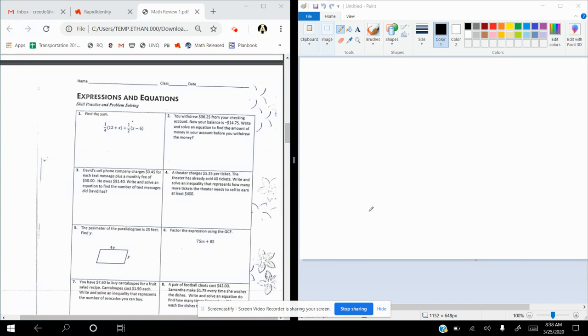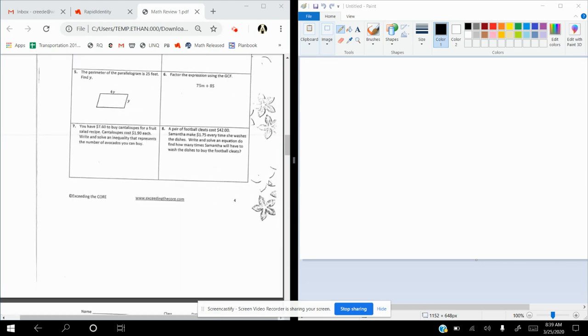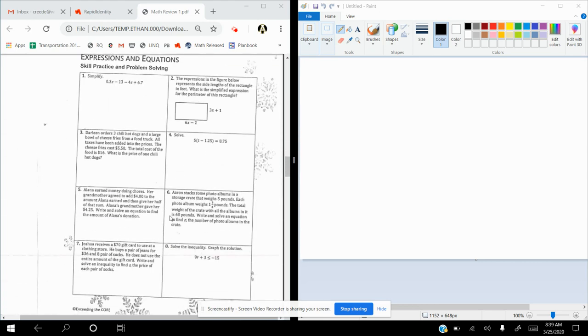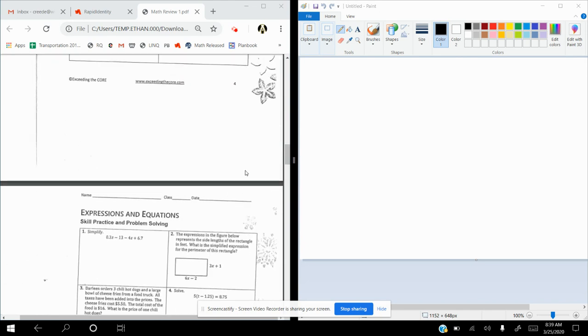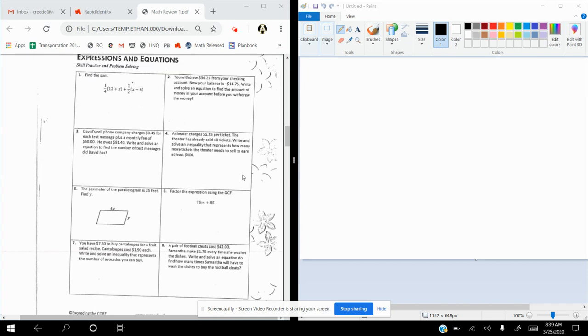Okay. All right, so last night I got a message on YouTube from Braden about a couple of problems that I'm going to do today through expressions and equations. I'm going to do 5 problems for you guys. First one we're going to do, on this first page, we're going to do 5 and 6. And the second page of expressions and equations, we're going to do 3, 4, and 7. So let's start with this first, number 5.